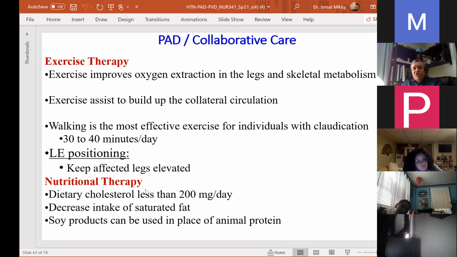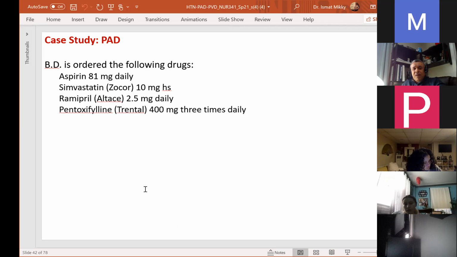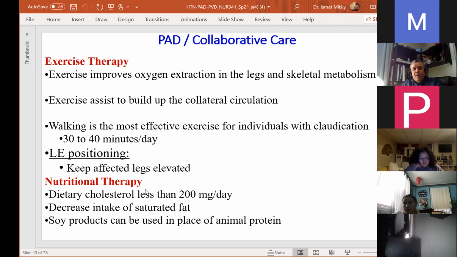So we went over the rationale for each of these medications, and now the exercise. First of all, walking is the most effective exercise for individuals with claudication. The walking is 30 up to 40 or 45 minutes daily, three times a week. That's the optimal goal for patients with PAD.